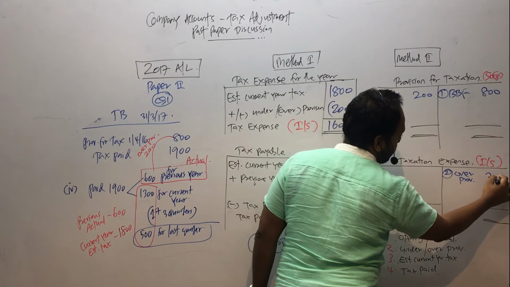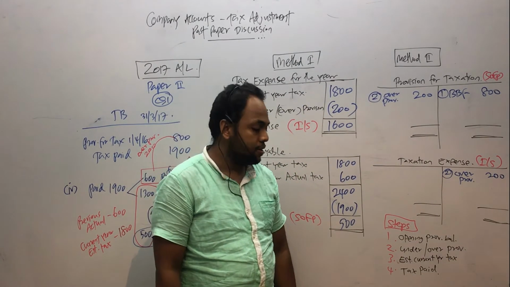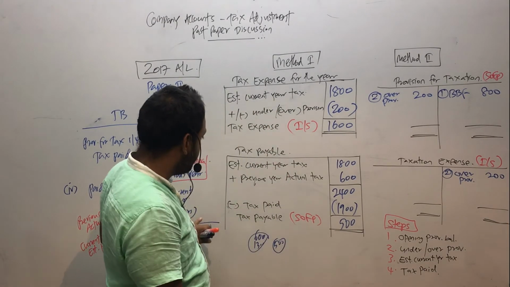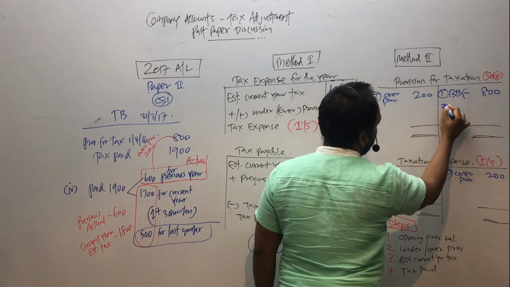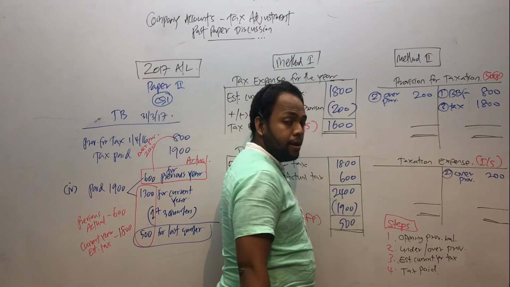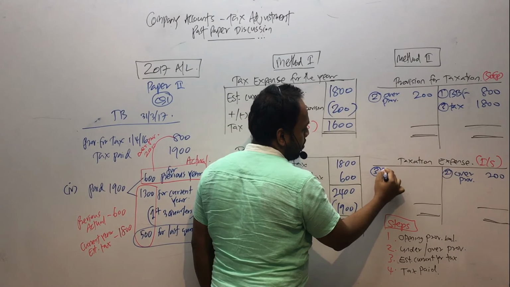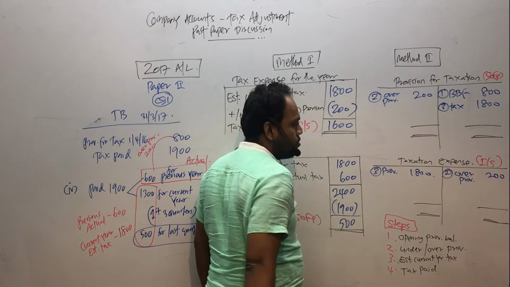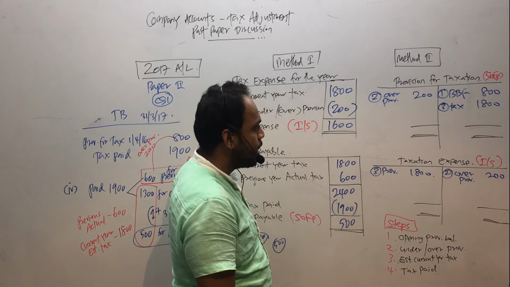Over provision 200. That's the double entry for over provision. Third step, current year estimated total tax, which is 1,800. So that's the double entry for that: credit the payable account, the provision account, and debit the expense account, 1,800. Finally, fourth step, tax paid.